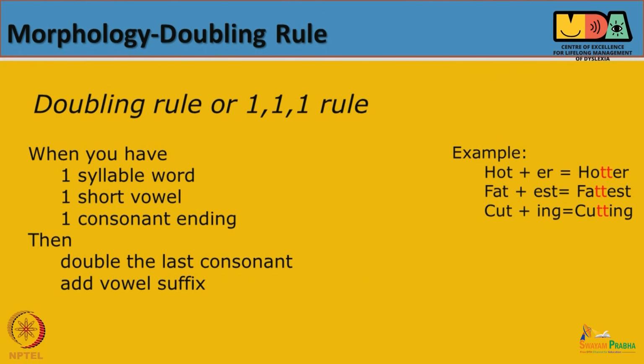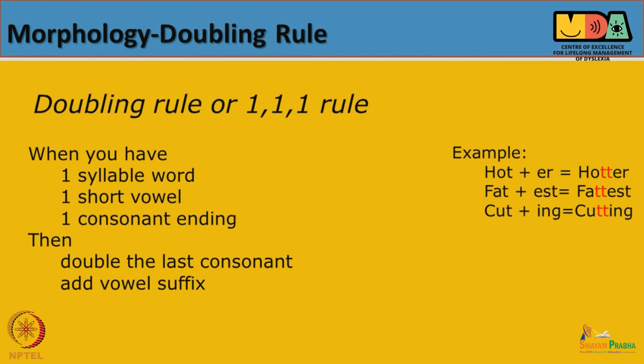For example, let us take the word hot. Now, I want to add the suffix er to make it a comparative word. I will see if this word hot falls into my rules. Is it a single syllable word? Yes. Does it have one vowel? Yes. Does it end in a single consonant? Yes. Then, to add er to it, I am just going to double the last consonant and spell it as H-O-T-T-E-R.